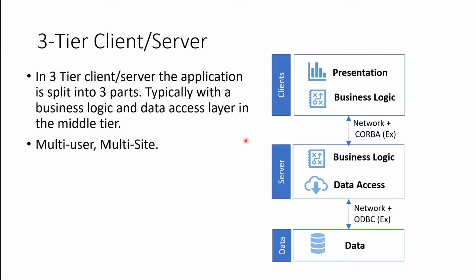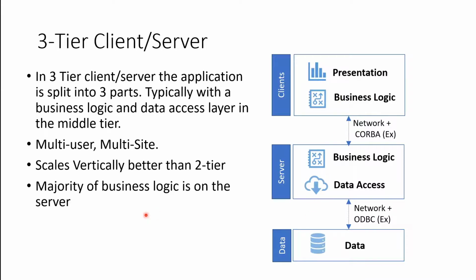This is multi-user, multi-site, scales vertically better than two-tier, right? So everybody in your organization installs some software. That software talks to this server. That server talks to this database. The server's on one computer. The database is on another. You're now dividing up the responsibilities so that things maybe work a little better. Each layer is going to need middleware. Usually in three-tier, the majority of business logic is still on the server.